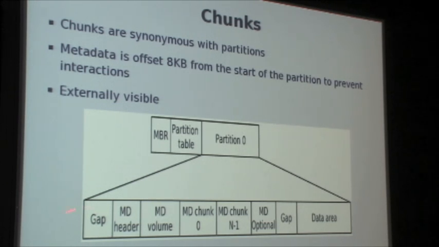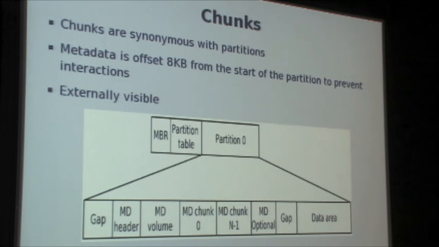So what we did is we created a gap. That's the 8K that we're talking about. Then we drop a header down. We drop the volume information. And then we put all the chunk information. And we have, for example, in crypto, we have optional metadata that carries the keys, or the encrypted keys, I should say. Then we have another gap. And then we have the data area, which is basically where you actually end up writing to.